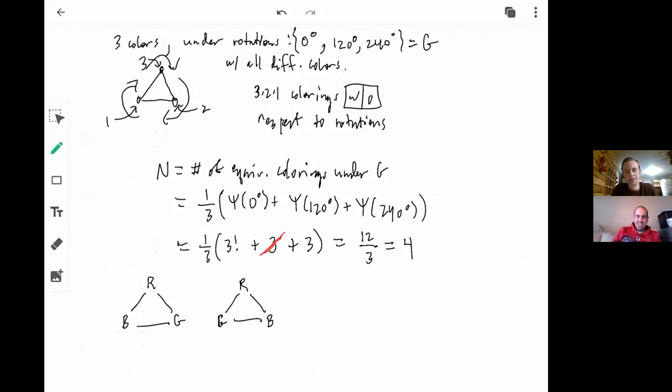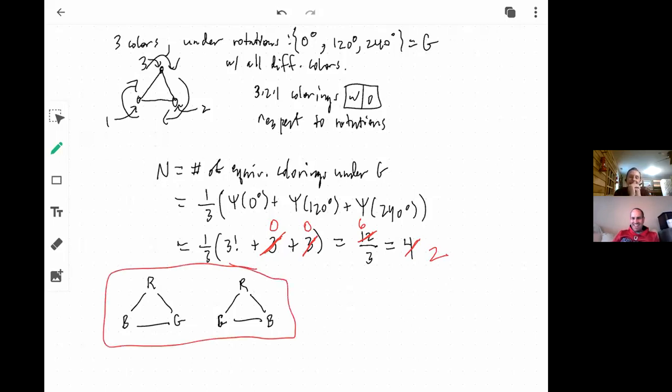Psi of 120. The colorings all had different colored vertices. Is 120 degrees going to fix any of those? No. Is 240 degrees going to fix any of those? No. So really, this is just 6 over 3, which is 2. Whoops. So that's what's remarkable about this. Like you had me panicked there for a minute. I was like, man, I know this theory is solid. Am I gonna have to correct the book or something?